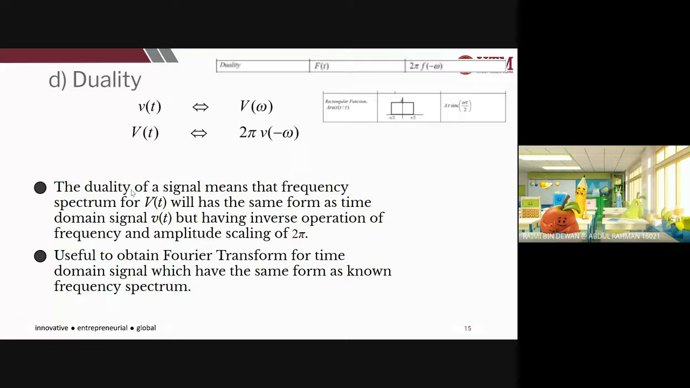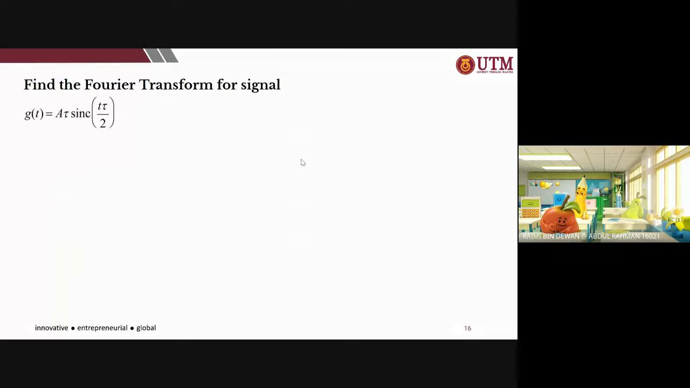So the duality of signal means that the frequency spectrum for Vt will have the same form as the time domain signal, but with inverse operation of frequency and amplitude scaling of 2 pi. Useful to obtain Fourier transform for time domain signals which have the same form. You can read this later on yourself. So this one is: find the Fourier transform for the signal.